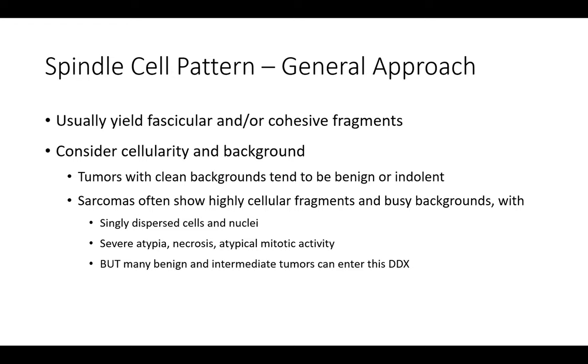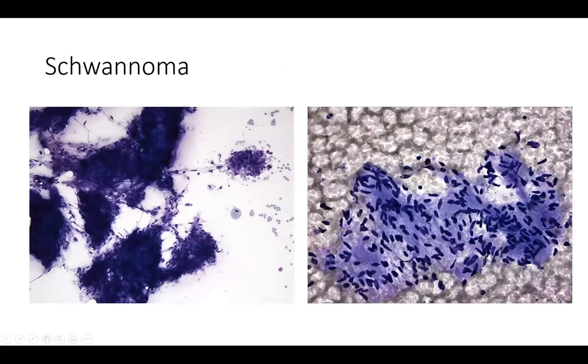So tumors that have clean backgrounds tend to be benign or show indolent behavior. And sarcomas will often show highly cellular fragments with busy backgrounds, often with singly dispersed cells and nuclei, severe nuclear atypia, necrosis, atypical mitotic forms, and high mitotic activity. But it's important to remember that some benign and intermediate tumors can overlap and enter the differential diagnosis with sarcomas.